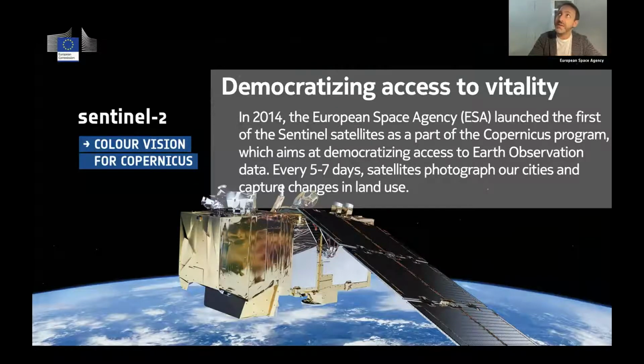What is then the single data source that is publicly accessible and that could be easy to analyze? Satellite. So we went up to the sky, and why we did that is because in 2014, the European Space Agency launched the first satellites under the Copernicus program. And this program aims at democratizing the access to earth observation data. So if you take your city, every 5 to 7 days, the satellites will take a photograph of your city. And what do you do with that?